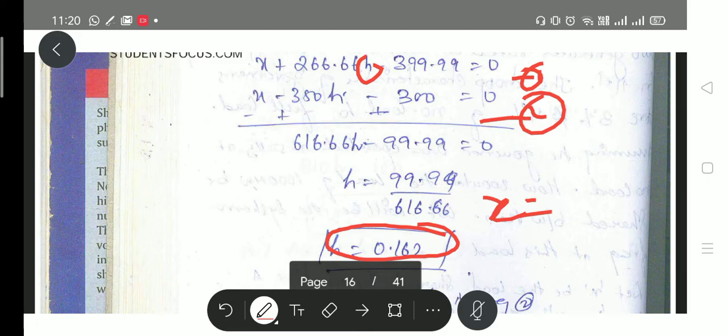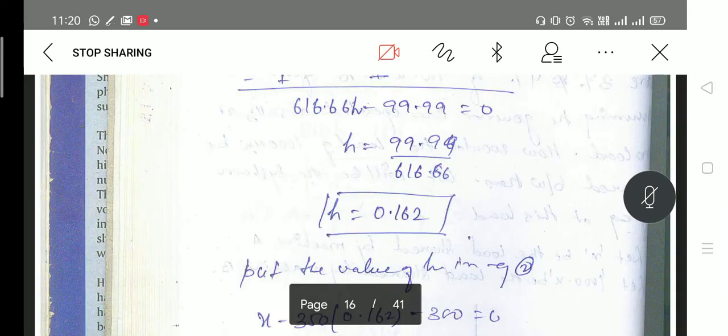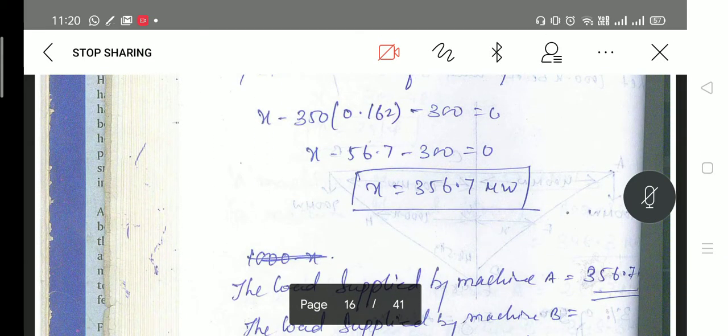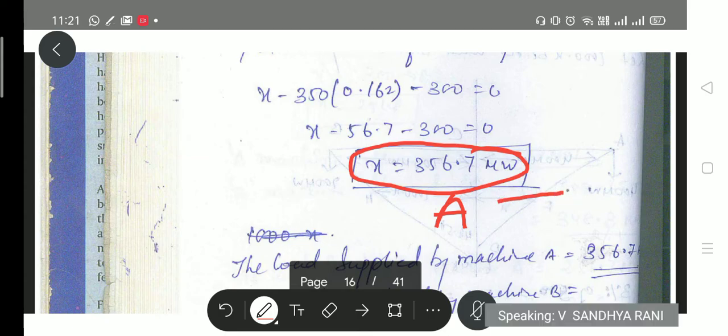We will get the X value, you can get the A shared load and B shared supply. Both the values we will get, that is the final value. So first you can calculate the X value. So X value is 356.7 megawatts. After substituting the H value, this is the A value, the load supplied by machine A. So 356.7 megawatts of power will be supplied by machine A.